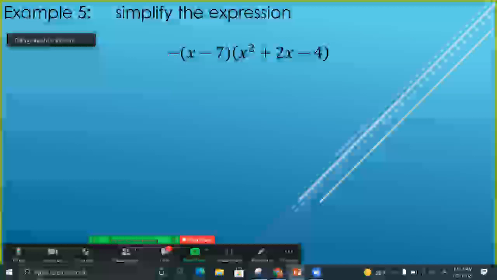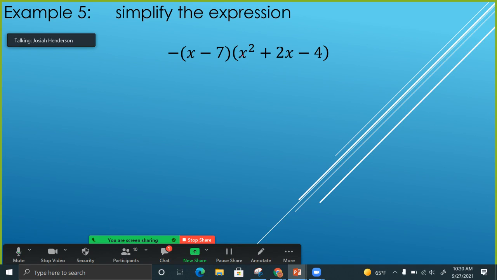This one looks different. We've got a negative or a minus sign, and then x minus 7 times x squared plus 2x minus 4. So if you see a problem like this, start by distributing the negative to inside the first parentheses. Here's what I mean. I'm going to take this negativeness on the outside, and I'm going to basically distribute that to all the terms in the first parentheses. We don't do the whole problem because this is like a minus 1, okay? Minus 1 times x minus 7.